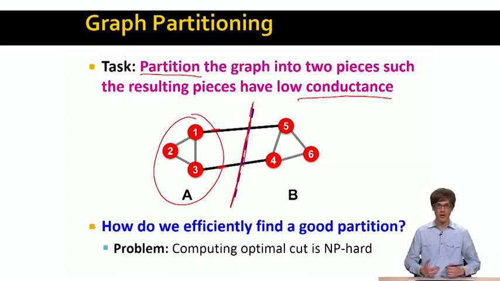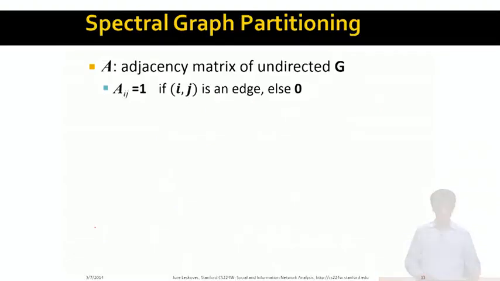So now the question is, how do we efficiently find such a good partition? I give you a graph and I ask you, what is the best partition of the graph into two pieces such that the conductance of each piece is as small as possible, which means we find good communities or good clusters.